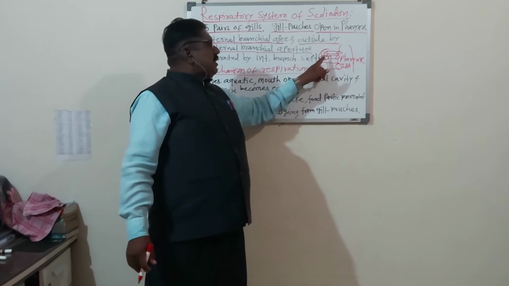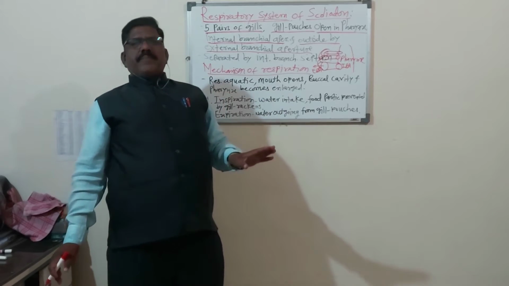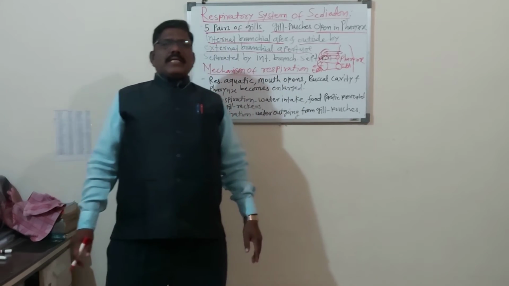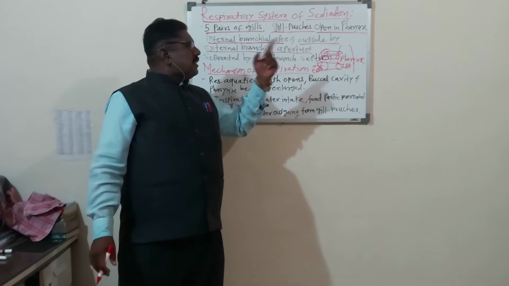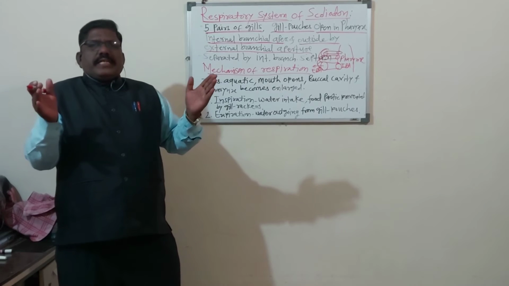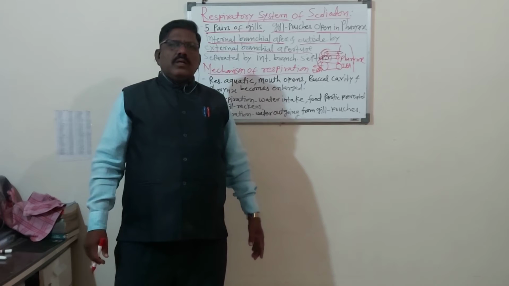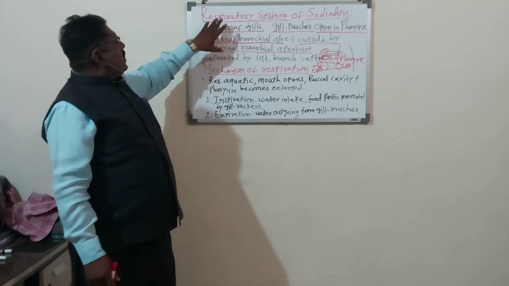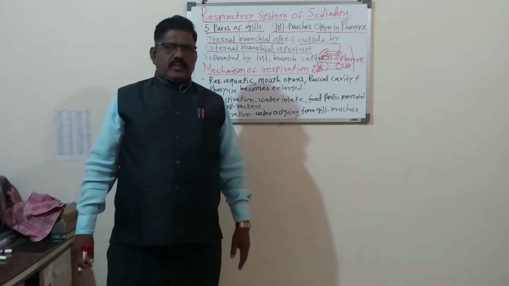First gill, second gill, third gill, fourth gill and fifth gill. So each gill is separated by a septum. That septum is called the internal branchial septum or internal branchial septa, which divides the two gills, in between the two gills, just like a wall. So dear students, this is sufficient about the introduction of the respiratory system.